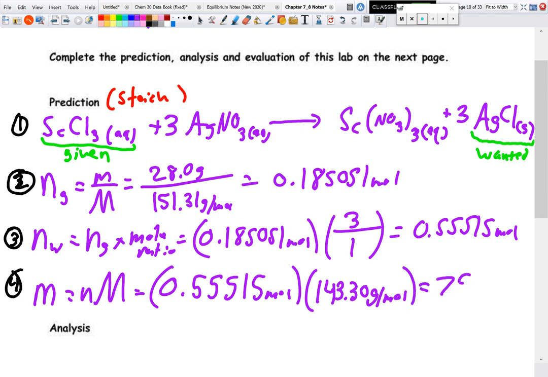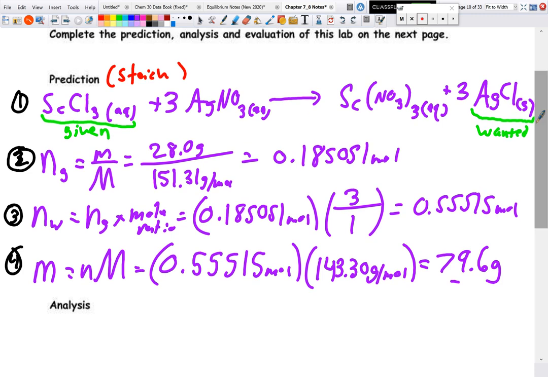and we get 79.6 grams. Now, because it's asking for what mass, obviously we are going to report this with the correct number of significant digits, right, which was 79.6 grams. Now, this is our prediction, so this is all the stoichiometry stuff that we've done last lesson, right? So nothing really new here. Now, the analysis is going to be new.